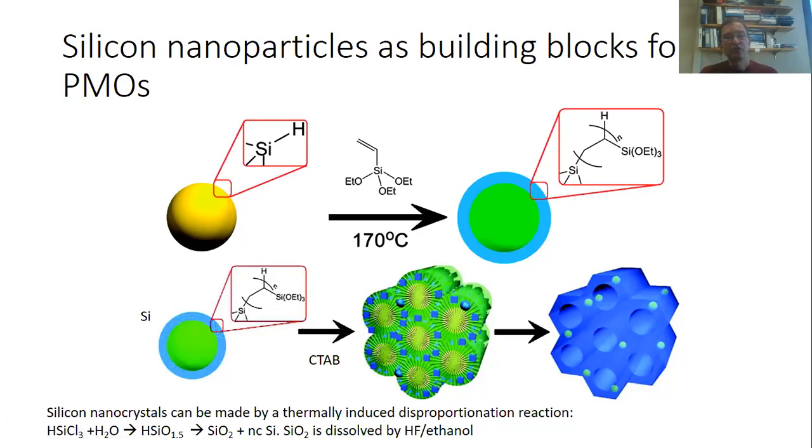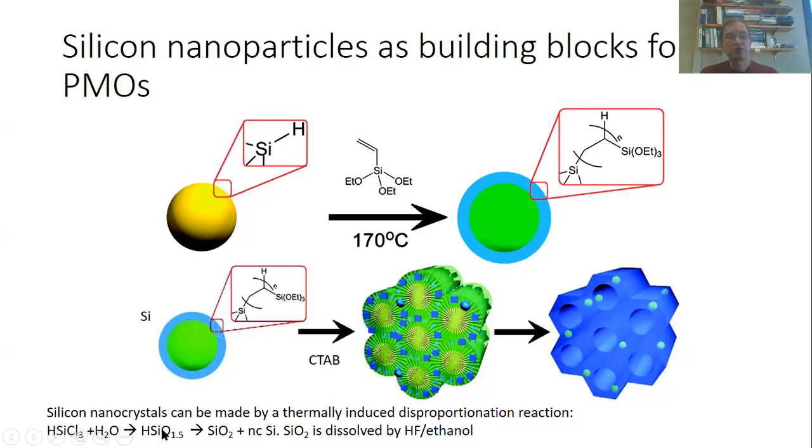All right, so here's just how you can actually make these silicon nanoparticles. They can be made by a thermally induced disproportionation reaction. So trichlorosilane and water react to a material with the composition HSiO1.5, which can then further react to SiO2 and nanocrystalline silicon.